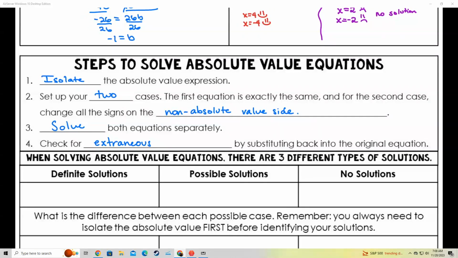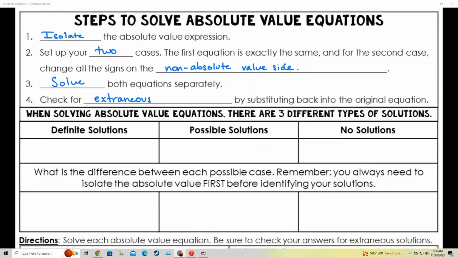All right, so when solving absolute value equations, there are three different types of solutions. Let me show you what those solutions are going to look like. So I'm going to use the same example, and I'm going to just tweak something very short to it. So the first one's going to look like this. Absolute value of 2x minus 3 is equal to 4.